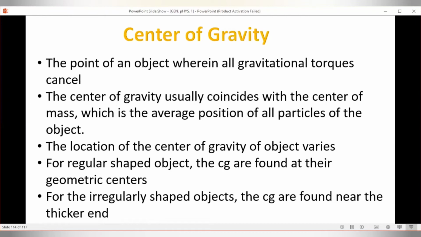Take note of this. Regularly shaped objects, the center of gravity is found at the geometric centers. However, irregularly shaped objects, the center of gravity is found near the thicker part of the object. An example here is the baseball bat, whose center of gravity is near the thicker part. All right.